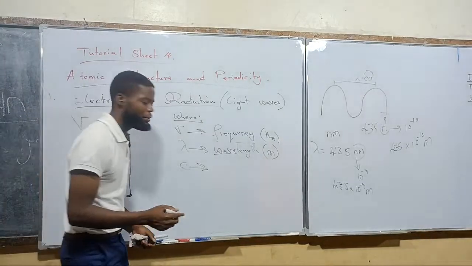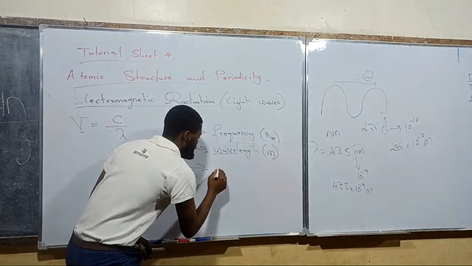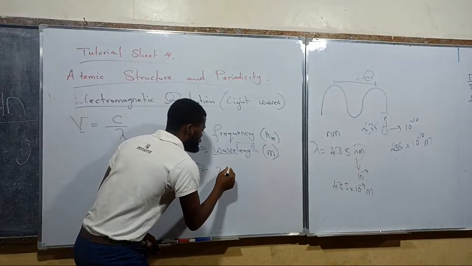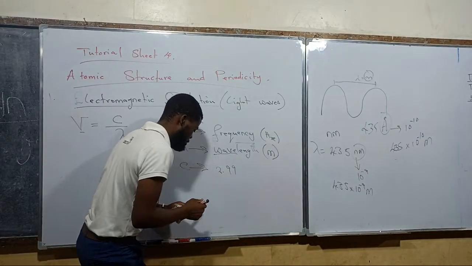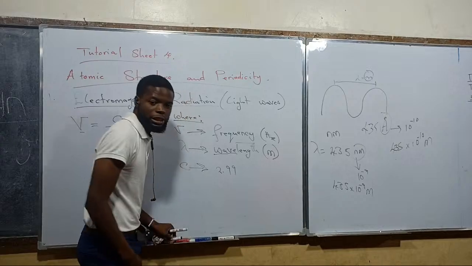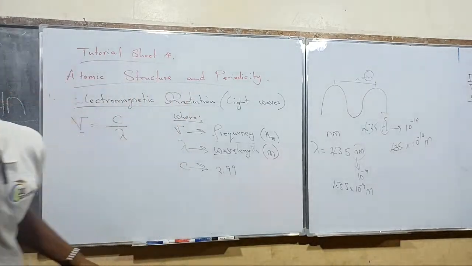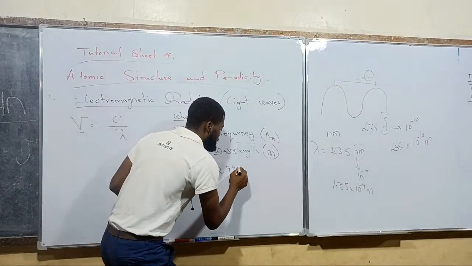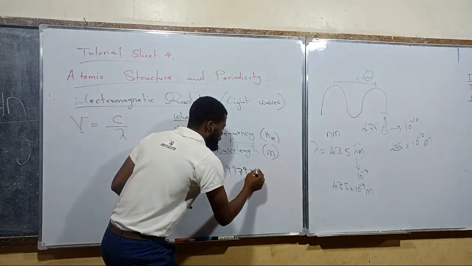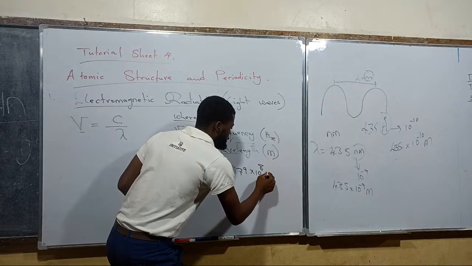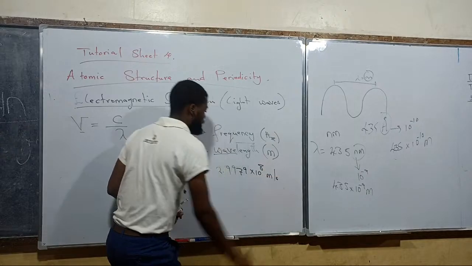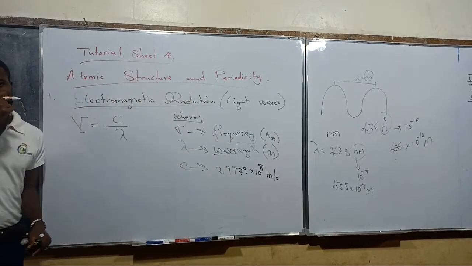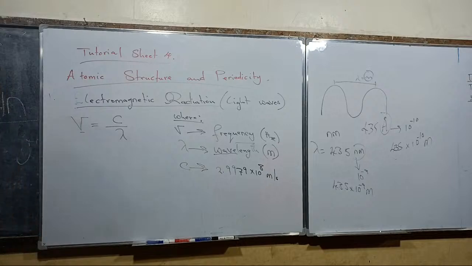So now the constant speed of light is just 2.99. Of course, because this one is a constant, they are going to give it to you in the exam, or 2.99 times 10 to the power 8 meters per second, like that. So this is the constant speed of light.